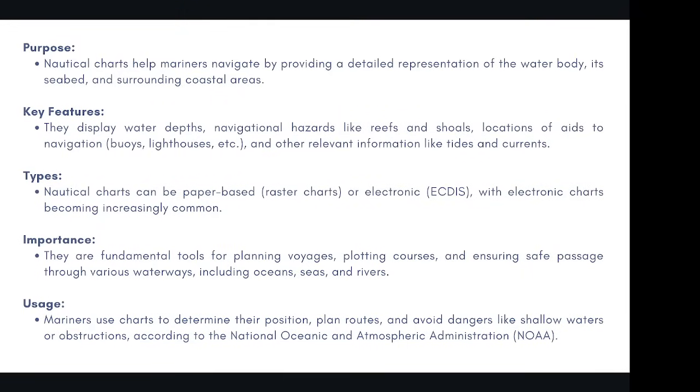So we have here the key features. So they display water depths, navigational hazards like the reefs, shoals, location of aids to navigation. So it says here it's the buoys, the lighthouse, and other relevant information like tides and currents.